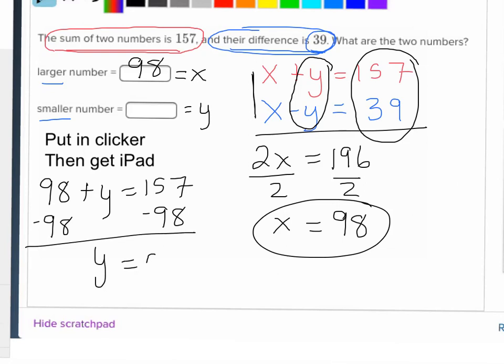Okay. So here's what we're saying. We're saying 98 plus 59 equals 157, right? Yep. And we're saying 98 minus 59 equals 39. Is that true? Yes. So you successfully solved the system of equation word problem.